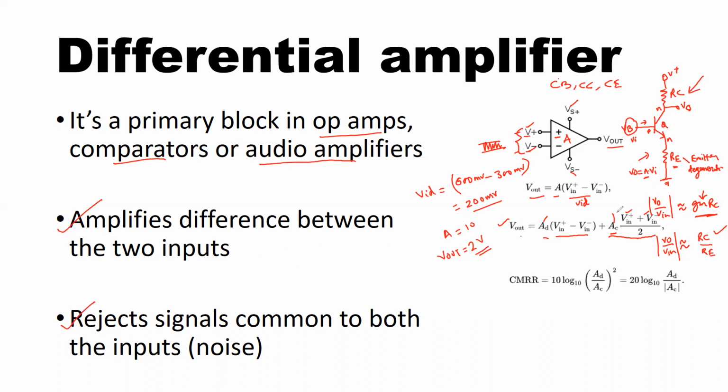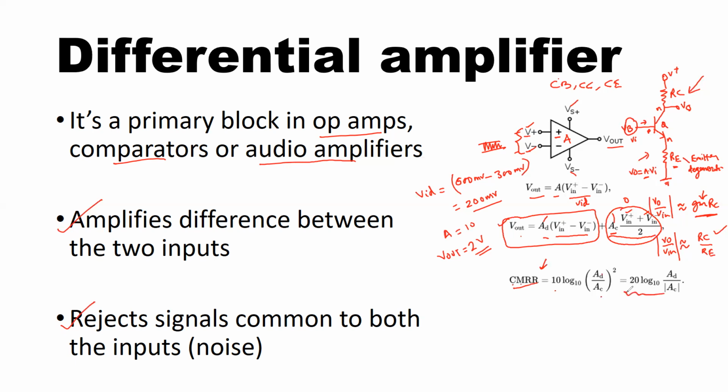In the ideal situation, output due to common mode signal is 0. Therefore, you only have this expression available to your disposal. So if your differential amplifier is so good that it provides a zero common mode gain and very high differential gain, then you have a new term called common mode rejection ratio, CMRR, which can be expressed as 10 log of (AD over AC) whole square.